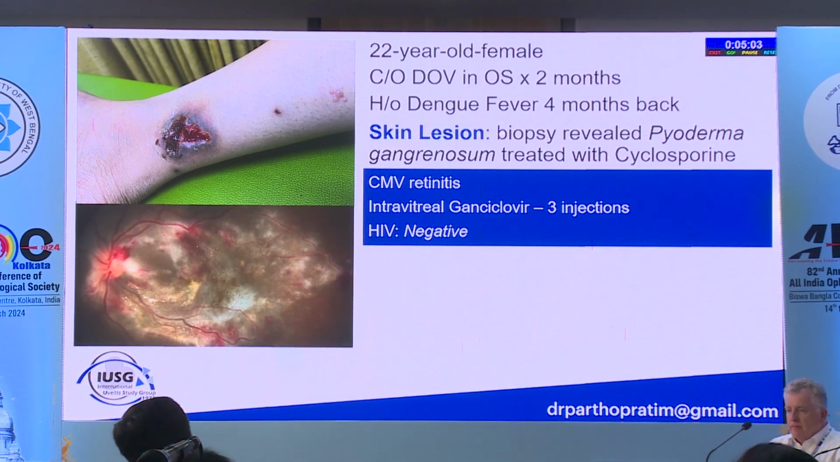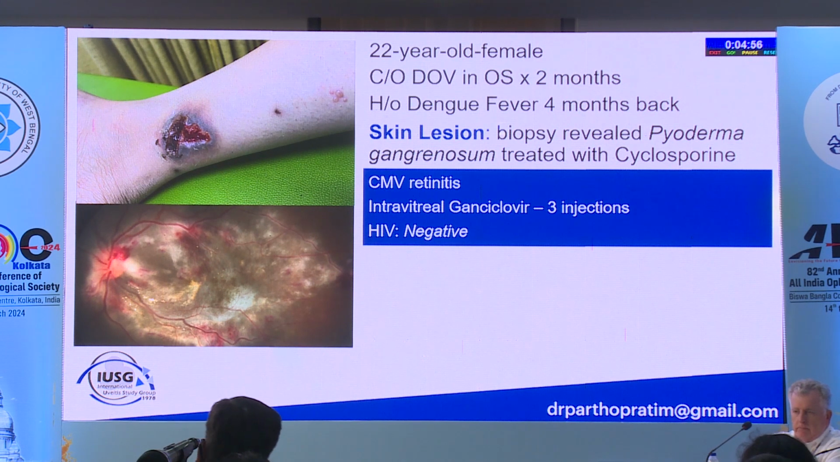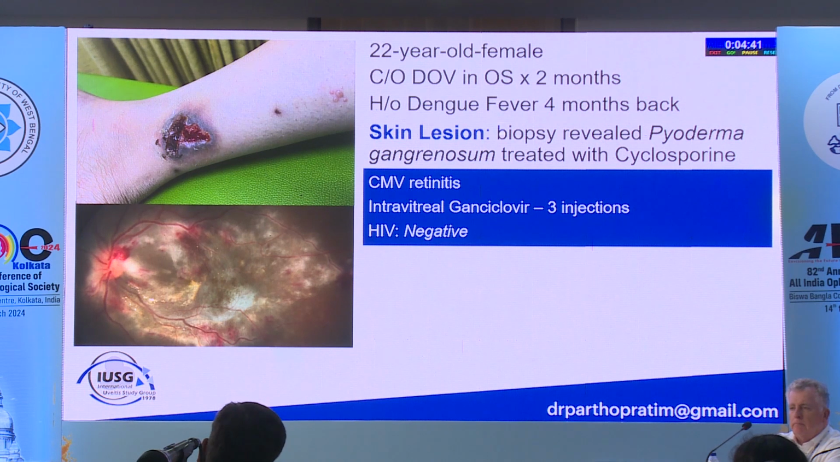a 22-year-old female who presented with a history of dengue fever, and she developed skin lesions. The biopsy revealed pyoderma gangrenosum, which was treated with cyclosporine. Based on the photograph and all, we realized that it was a case of CMV retinitis. We treated the patient with intravitreal ganciclovir, and the retinitis resolved completely. HIV was negative in this 22-year-old female.